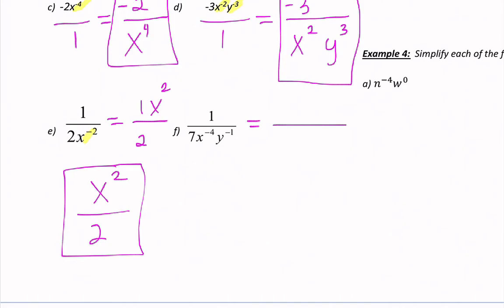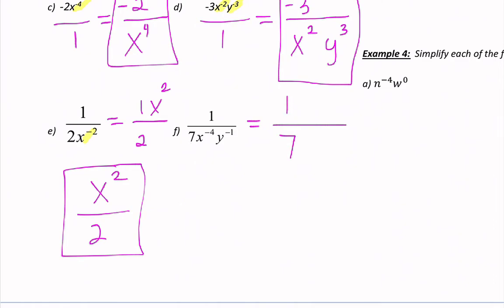Thank you. Okay, so I'm looking at my constants, my regular numbers. I have a 1 on top. I have a 7 on bottom. Neither one of these has a negative exponent or an exponent at all. So I have 1 divided by 7. Well, 1 divided by 7 does not simplify, so it's going to stay 1/7. So a 1 on top, a 7 on bottom.